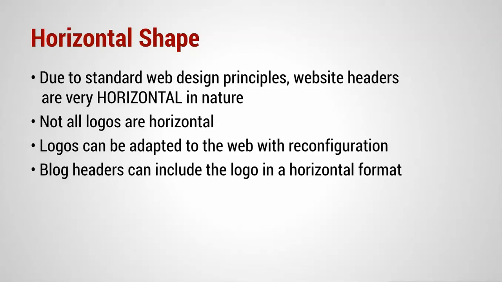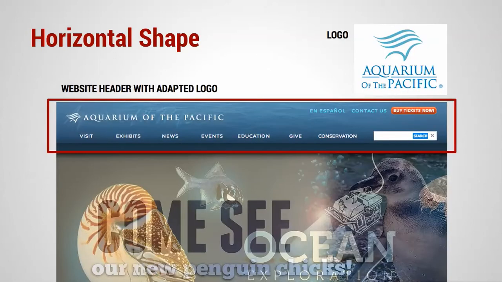And then blog headers can include the logo in a horizontal format. So you can create a blog header with a logo that's kind of smaller and vertical. It'll just be one part of it. So let's look at the Aquarium of the Pacific. This is their logo on the right. It's very square. It's a little bit vertical seeming. And this is what they've done on their website. Because the header of a website is generally very horizontal, they have changed the look of it.